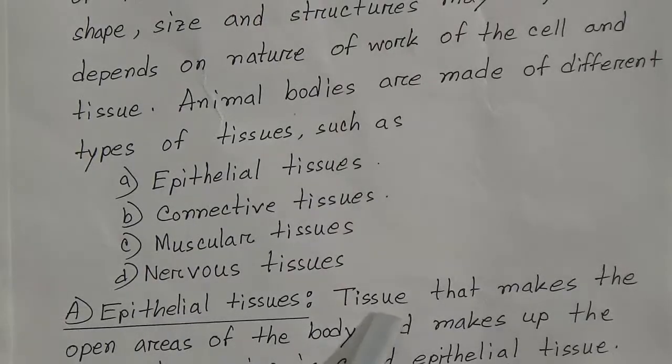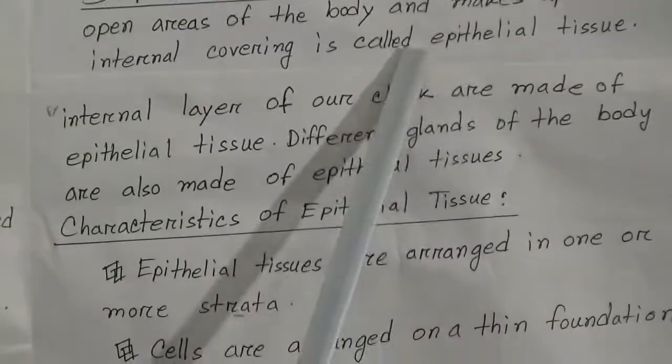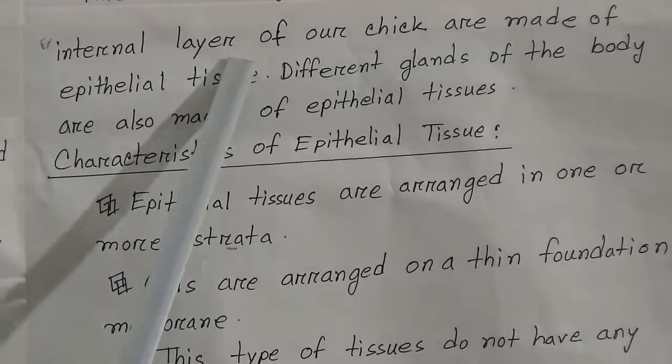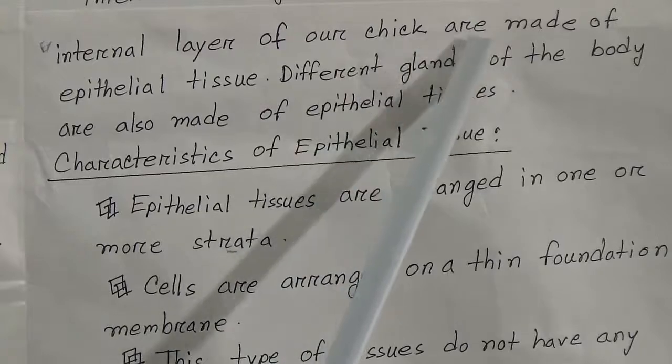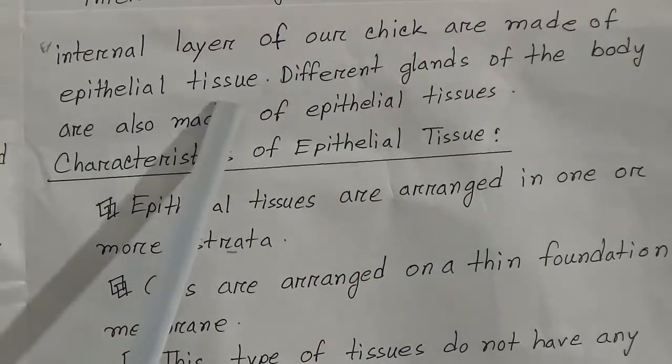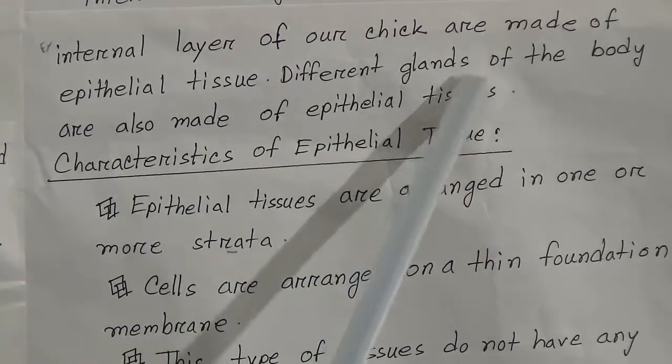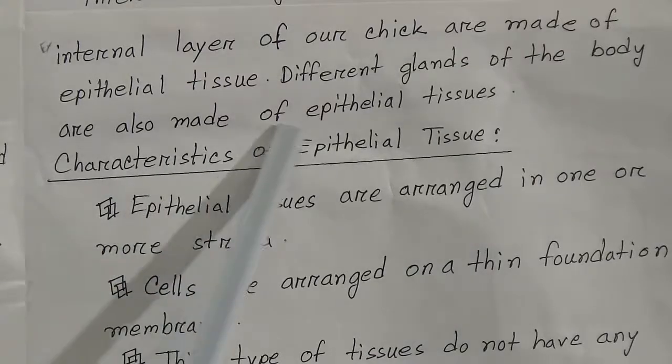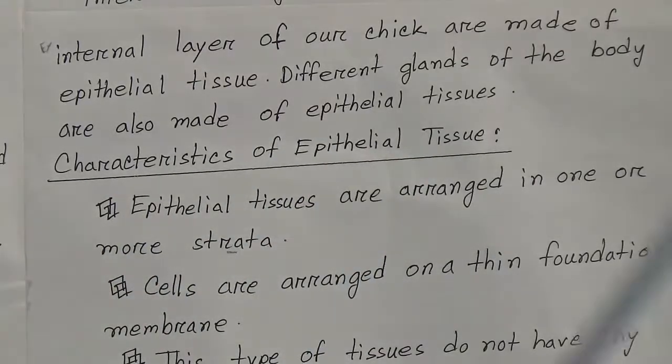Epithelial tissues. Tissue that covers the open areas of the body and makes up the internal covering is called epithelial tissue. For example, the internal layer of our cheek is made of epithelial tissue. Different glands of the body are also made of epithelial tissues.